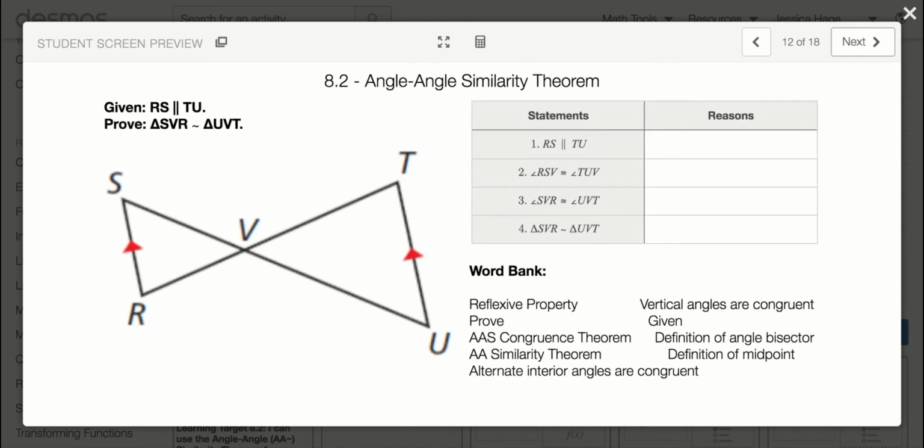And our last one is a proof. Proofs always start with given. We know it's given because they told us. We have these arrows here that tell us parallel. RS is parallel to TU. And then we have 2 angles, angle RSV, which is just like saying angle S, angle TUV, like angle U. Anytime you have 2 parallel lines cut by a transversal, that forms alternate interior angles. Alternate interior angles are congruent.